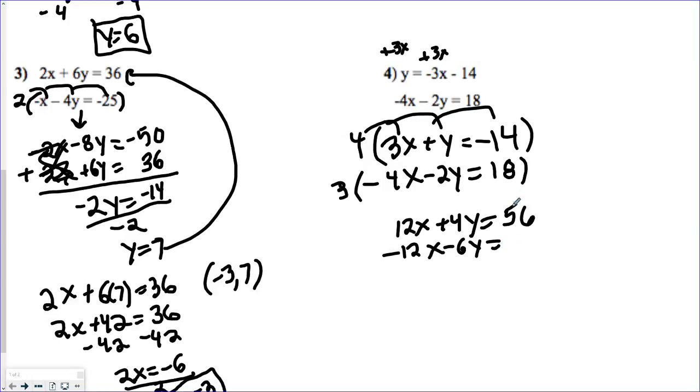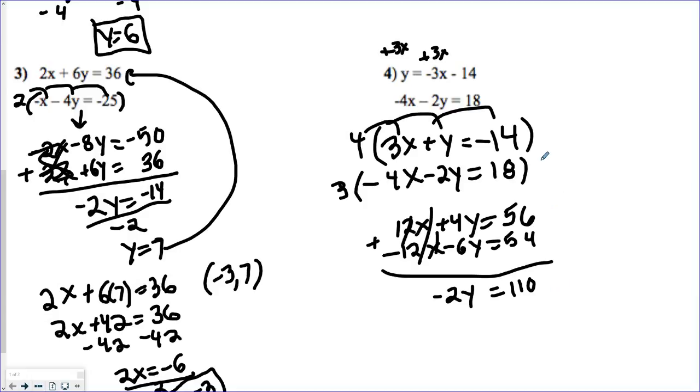Don't forget these numbers. That's going to be 54, by the way. Don't forget to multiply these numbers too. A lot of people forget that and it throws their answer off. So make sure you multiply everything in the equation by the value you're multiplying by. You're going to add these together. X's go away. 4y plus negative 6y is negative 2y. And then 56 plus 54 is going to give you 110.